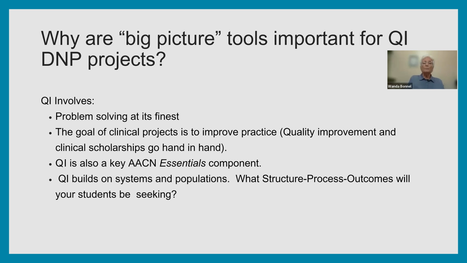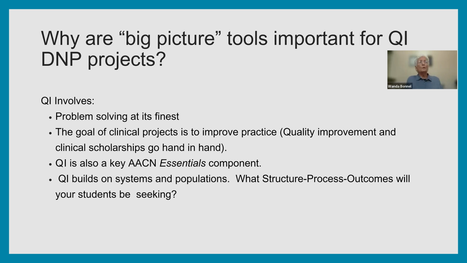Okay, so let's think, why are big picture tools important for quality improvement DNP projects? Well, it makes me happy to think about quality improvement for these projects, because quality improvement basically is problem solving at its finest. We want to help our students who, as you well know, are in many diverse settings. Quality improvement models can move from a project to help patients with congestive heart failure in long-term care, to improving diabetes care in rural clinics. So quality improvement helps us solve problems. It's pretty broad and applies to many settings.